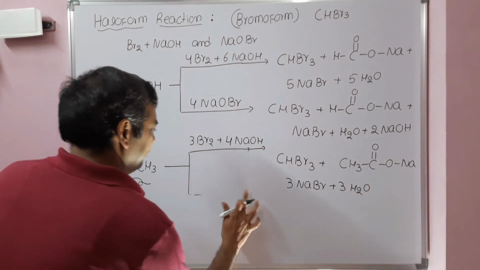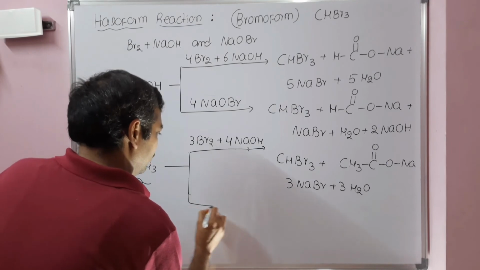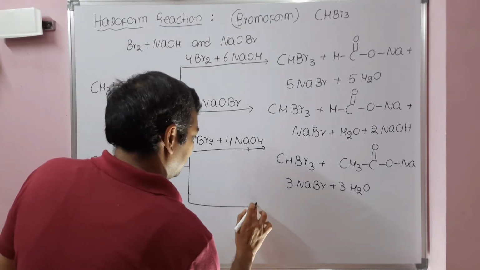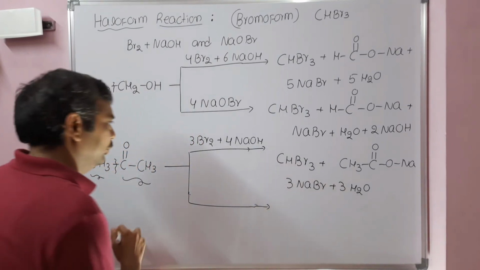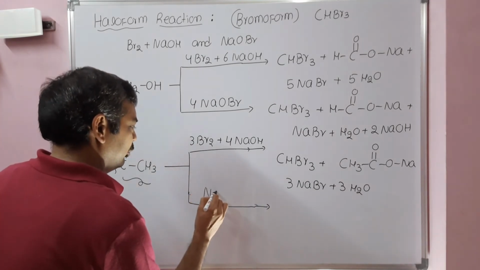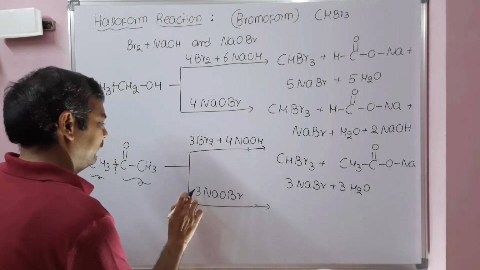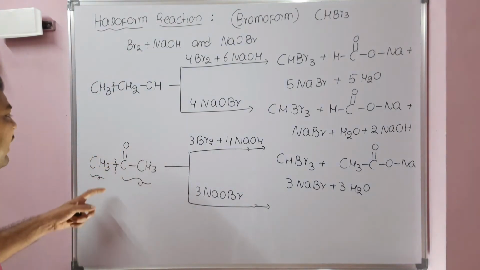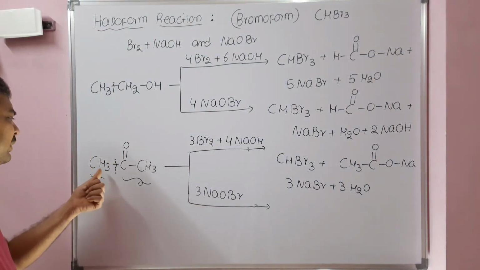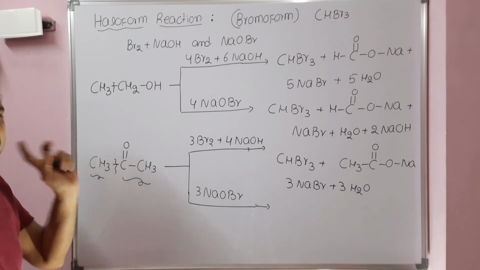So similarly, bromoform can be prepared from acetone by using sodium hypobromite, NaOBr. How many moles? 3 moles is fine. Why only 3 moles? To convert 3 hydrogens, 3 moles is fine.